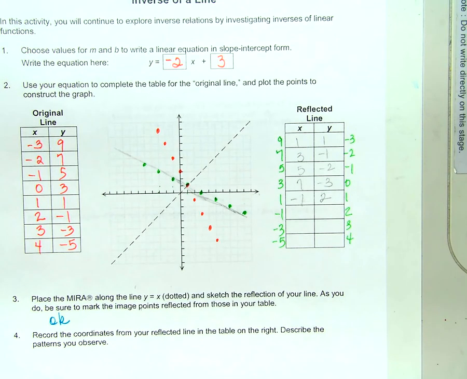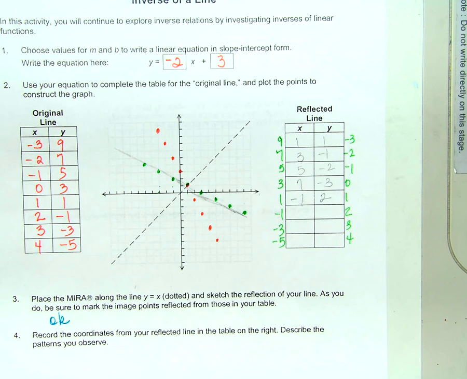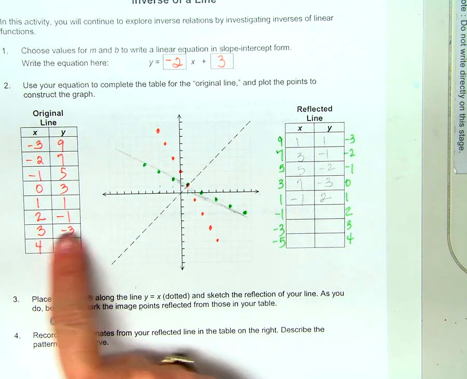Now is it a little easier to see a pattern? I know that your numbers are different than mine, most of you, right? But do you see a pattern? How did we get the reflected line table that we drew in? How did we get it? How did we get from this table to this table?